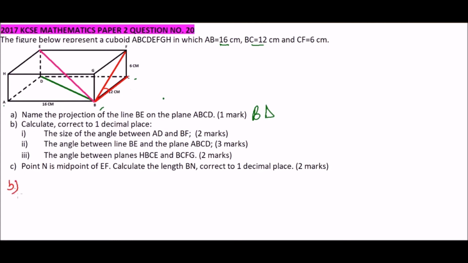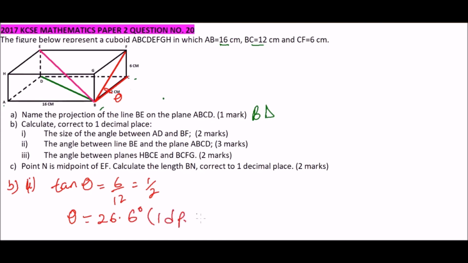So this is part B, Roman number 1, and we say tan theta. We can call this angle here theta. So tan theta is equal to opposite over adjacent, so it is 6 over 12, which will give you a half, and therefore theta is equal to tan inverse of a half, which is 26.6 degrees, and this is to 1 decimal place. So we are through with that.